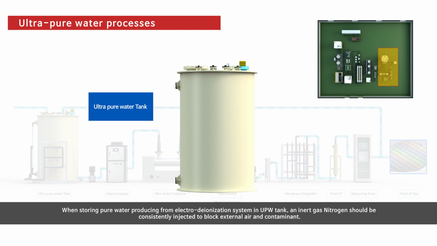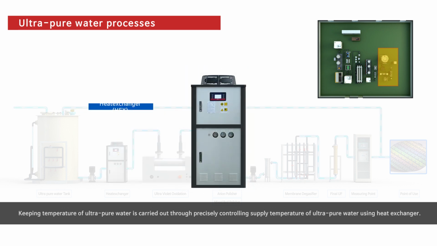When storing pure water produced from the electrodeionization system in tanks, the inert gas nitrogen should be consistently injected to block external air and contaminants. Keeping the temperature of ultra-pure water is carried out by precisely controlling the supply temperature of ultra-pure water, using a heat exchanger according to the user's demand.